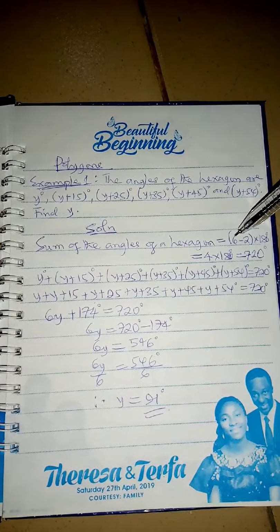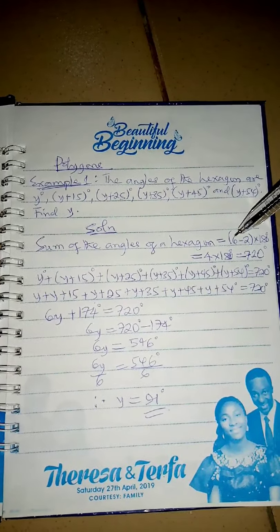So that means we are going to add all these angles together: y plus 15, y plus 25, y plus 35, y plus 45, y plus 54 equate to 720 degrees. Open your brackets to have this. Add the y's together to have 6y. Add 15 to 25 to 35 to 45 to 54 to have 174 degrees. Collect your like terms so that you have 6y to be 720 minus 174, which will give 546 degrees. Divide both sides by 6, and your angle y is 91 degrees.